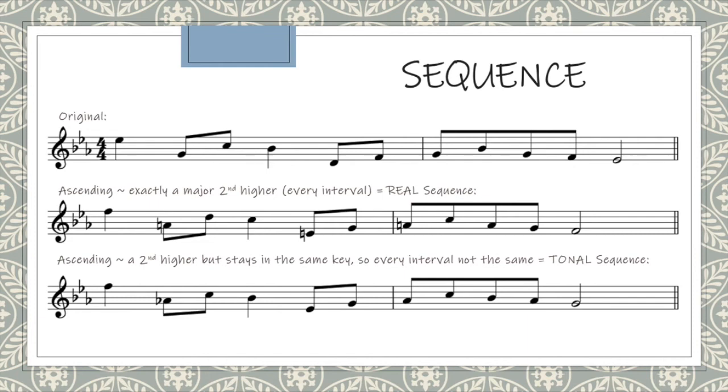Now the second example is a tonal sequence. You will notice that in a tonal sequence, the notes or the intervals are not exactly the same as in the original. You may have different steps or different intervals. However, the original key is retained. So here's the original. And here's the sequence, the tonal sequence. And you can hear that it stayed in the original key.